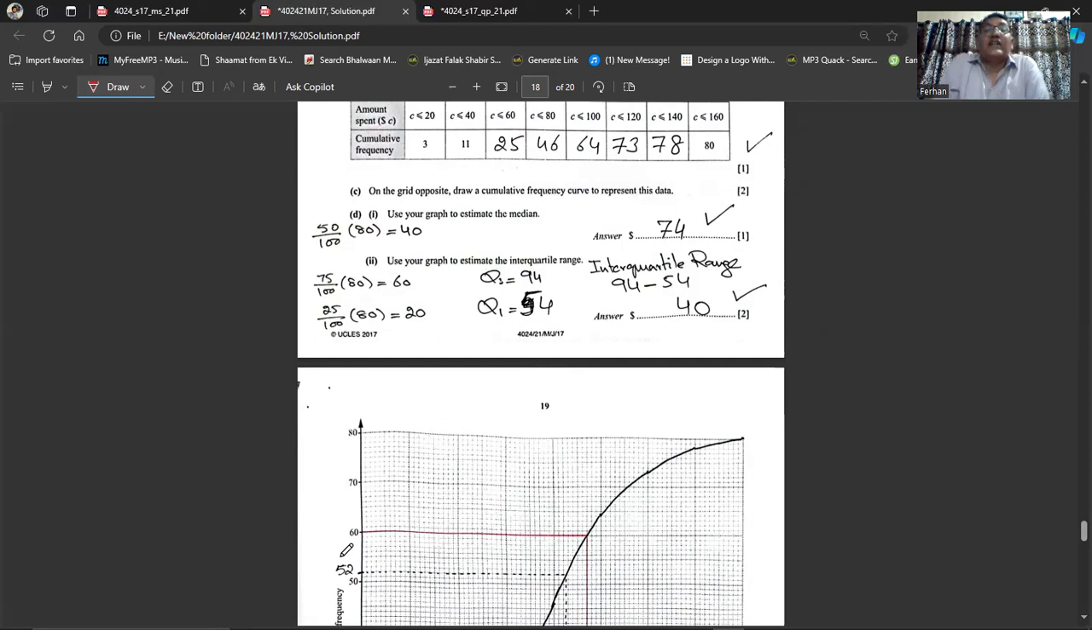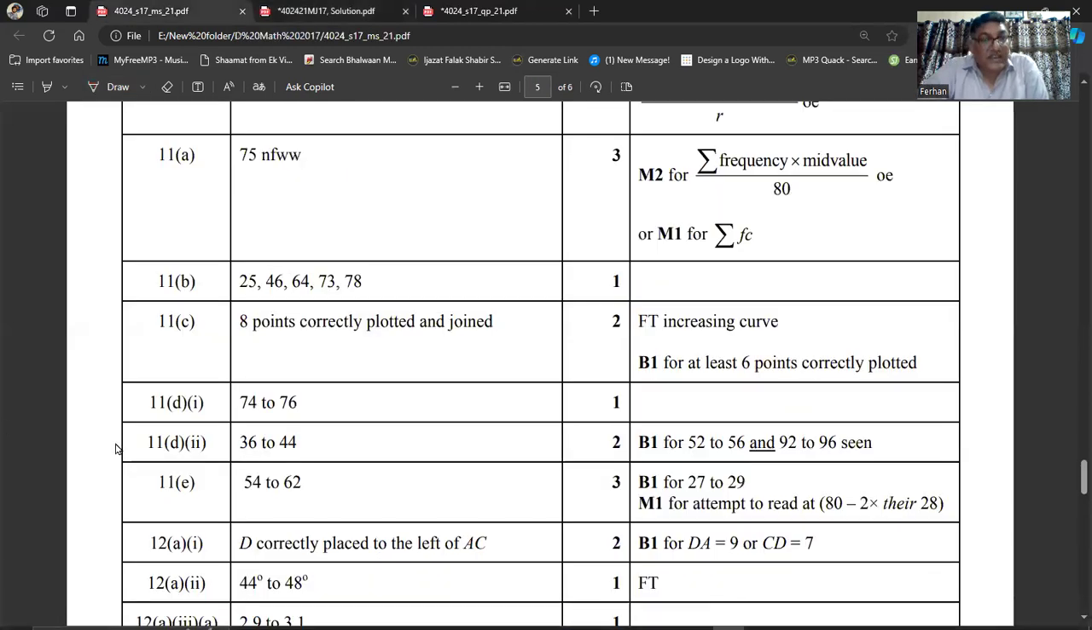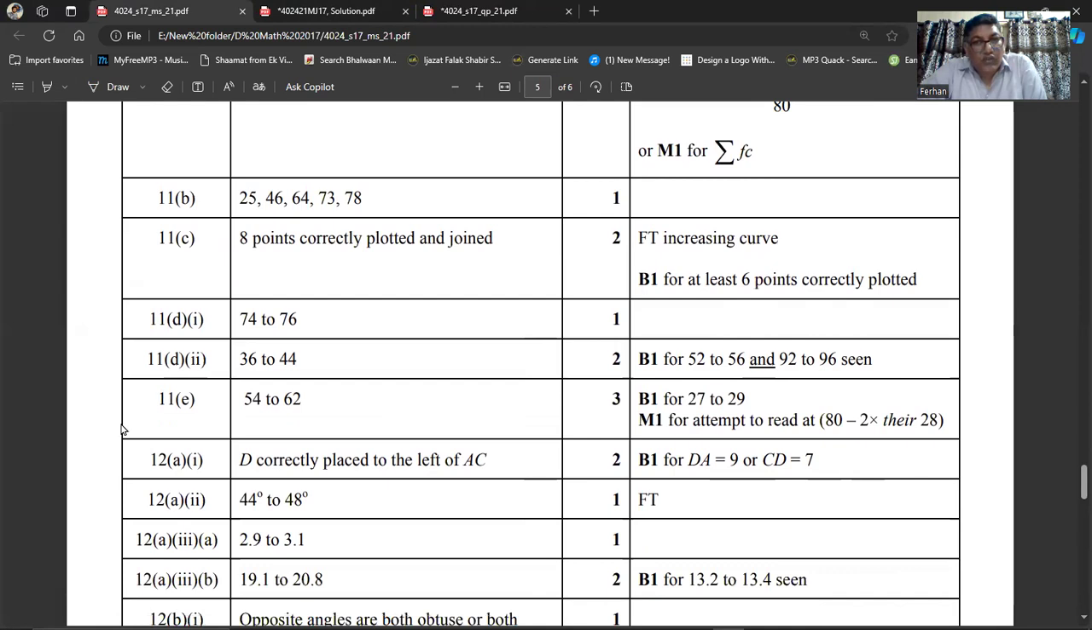The interquartile range is Q3 minus Q1. Q3 is 94 and Q1 is 54. So 94 minus 54 will be 40. 40. This is the answer. He says 36 to 44.